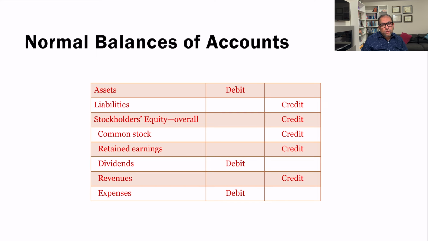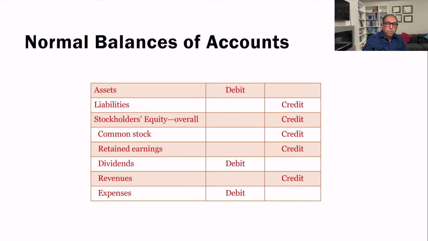Liabilities always have a credit balance. Stockholders' equity always has a credit balance. Common stock always has a credit balance. Retained earnings always have a credit balance. Dividend is a debit: whenever we pay a dividend, we say dividend paid debit and credit cash. Revenue is credit, whether revenue from sales or revenue from services, and expenses are debit.